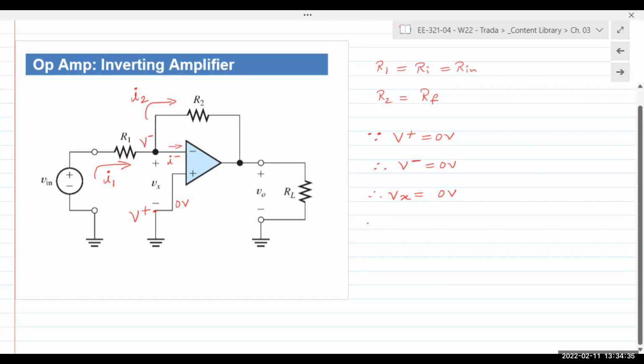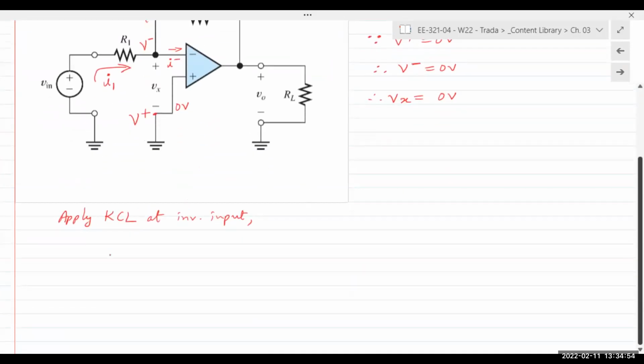So if you apply KCL, actually, let's start from here because there's not enough space there. Apply KCL at the inverting input. And I can write I1 is equal to I2. I1 can be described in terms of the node voltages. So V in minus V minus divided by R1. And here it would be V minus minus VO divided by R2.